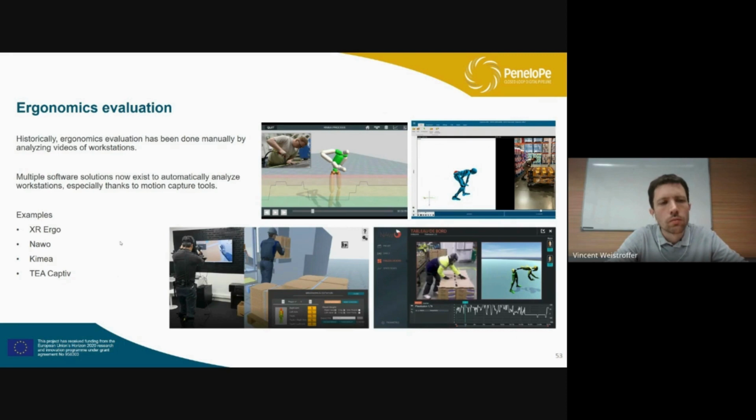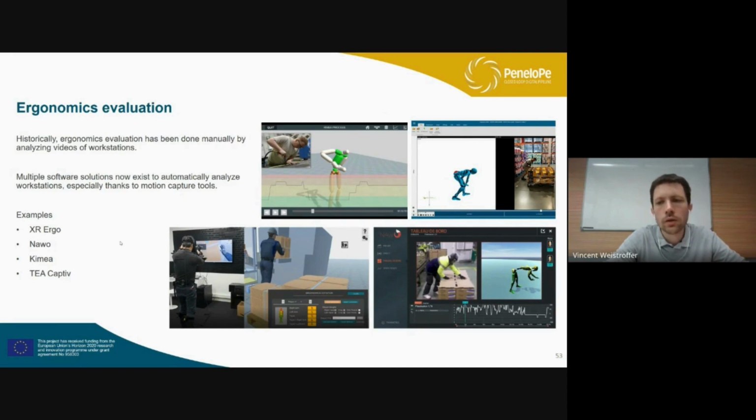So there are some examples of this software, like the XR software. This is the one I'm showing you during this training session. You also have the NAO software, the Chimera software, the TEA Captive, and so on. You have plenty of them that can do this kind of analysis.